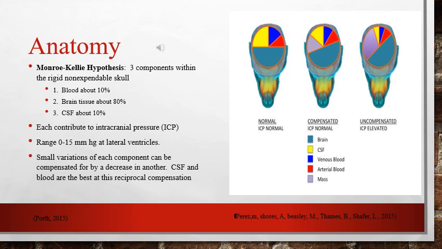So the ICP there is still normal. Well, you can quickly shift. If the mass gets bigger, you can see in that last picture that you now have an ICP that's elevated and it's uncompensated, and something's going to give because this mass is getting bigger and bigger. So the only thing that's going to end up being able to give is through the base of the skull. The brain is going to potentially herniate and lead to the patient dying.